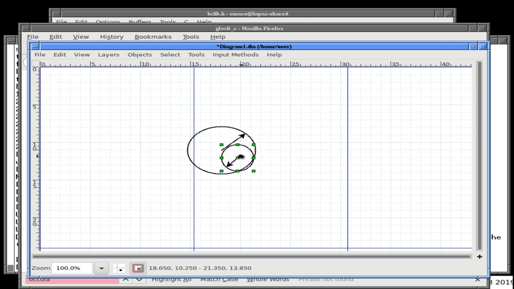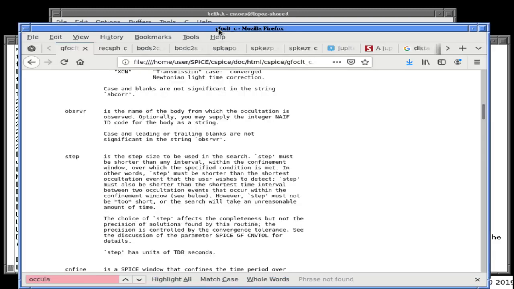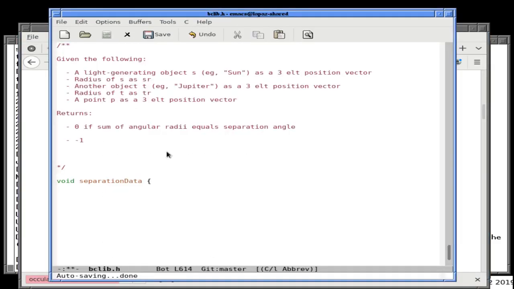That will be when the angular separation can be anywhere in here, of course. The angular separation plus the angular radius of the smaller object is less than the angular width of the larger object. Let me put that in there. And actually that's going to be the equality condition.